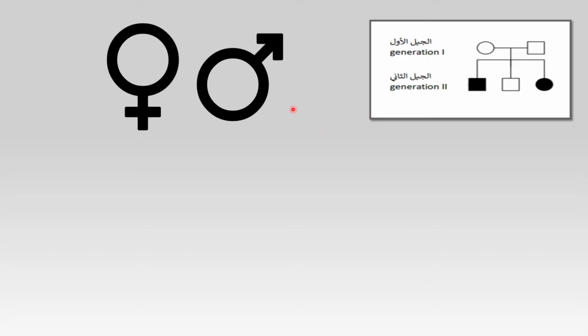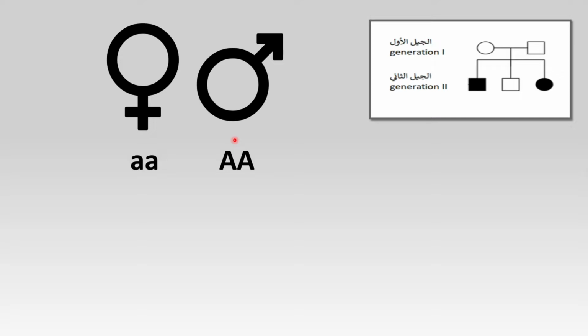Let's answer the question. As they mentioned, the affected male married a normal female. Let me represent them by letters, I mean the genotype. For the male, sure, lowercase, because this syndrome is autosomal recessive, two lowercase letters. And the female, they mentioned for us normal homozygous. What does that mean? A capital, A capital.